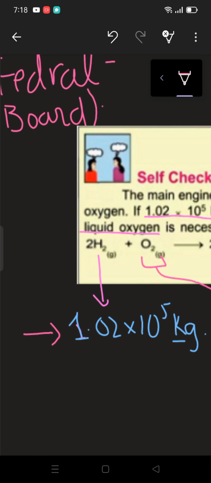We have basically studied 3 formulas for calculating the number of moles. The first one was given mass per molar mass. The second one was given volume per molar volume. The third formula was given particles upon Avogadro's number.